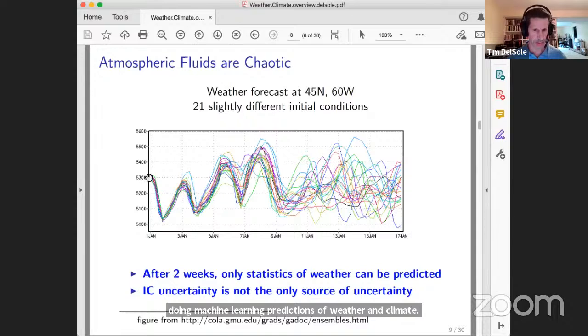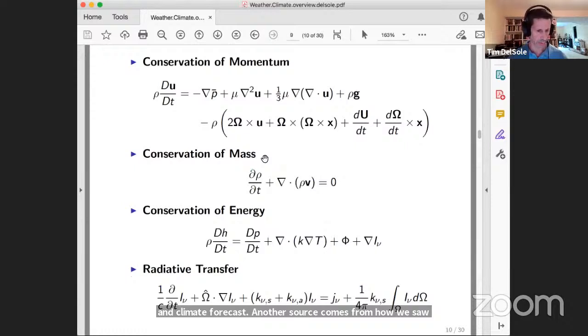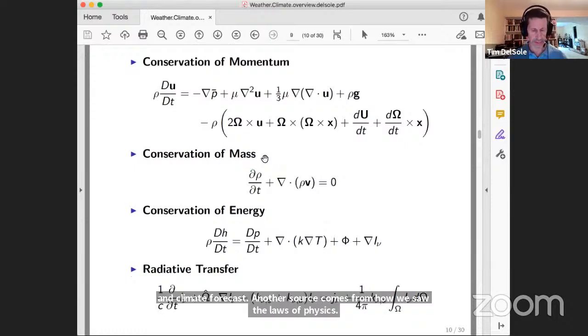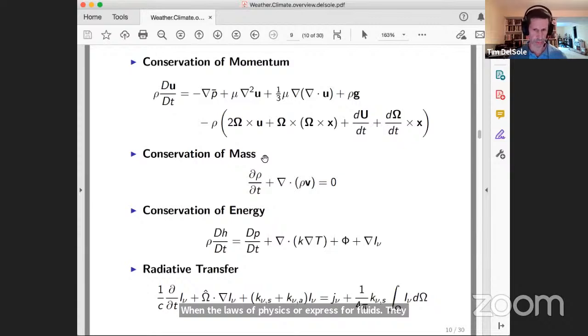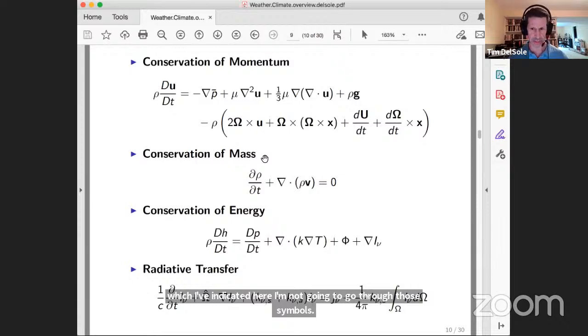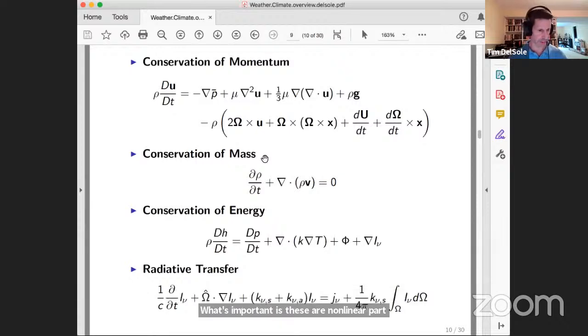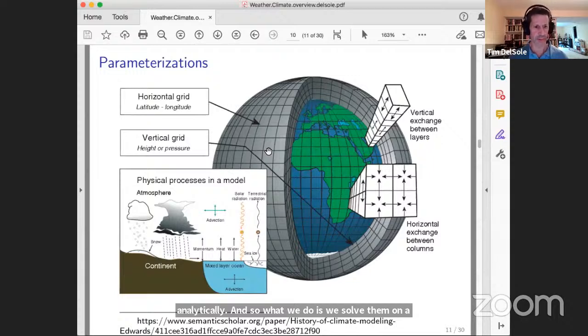Now, the uncertainty due to the initial condition is not the only source of uncertainty when it comes to weather and climate forecasts. Another source comes from how we solve the laws of physics. When the laws of physics are expressed for fluids, they lead to a system of partial differential equations, which I've indicated here. I'm not going to go through those symbols. What's important is these are nonlinear partial differential equations, and they cannot be solved analytically. And so what we do is we solve them on a computer. For instance, we can discretize the globe into grid boxes and then use numerical differencing techniques to solve the PDEs.